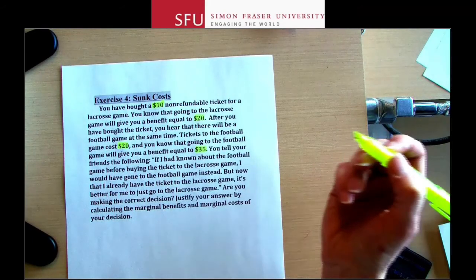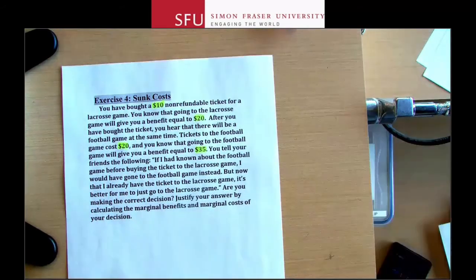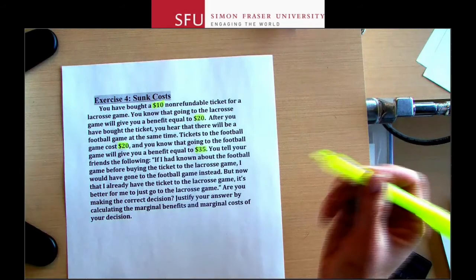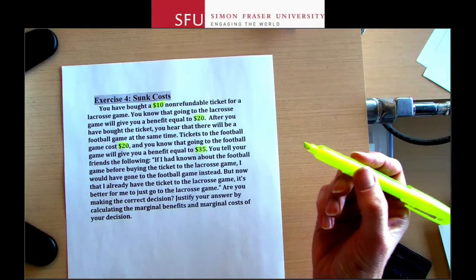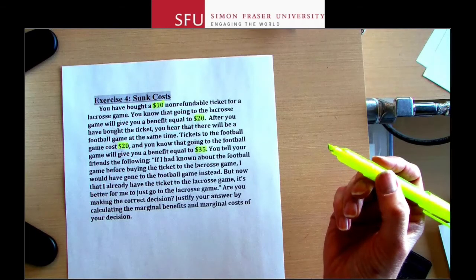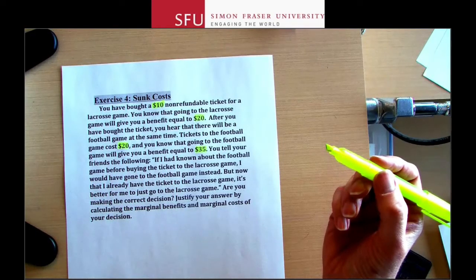Okay, so you tell your friends, if I'd known about the football game before buying the ticket to the lacrosse game, I would have gone to the football game instead. But now that I already have the ticket to the lacrosse game, it's better for me to just go to the lacrosse game.